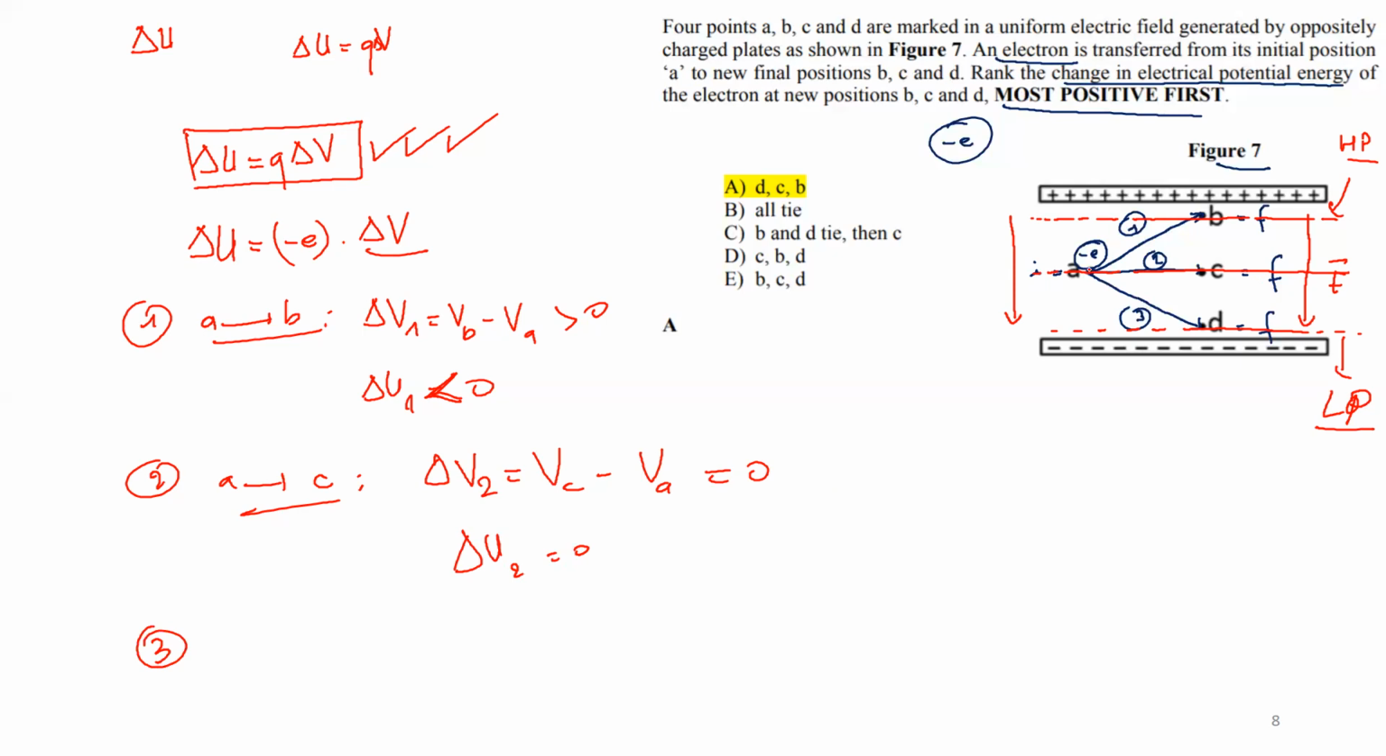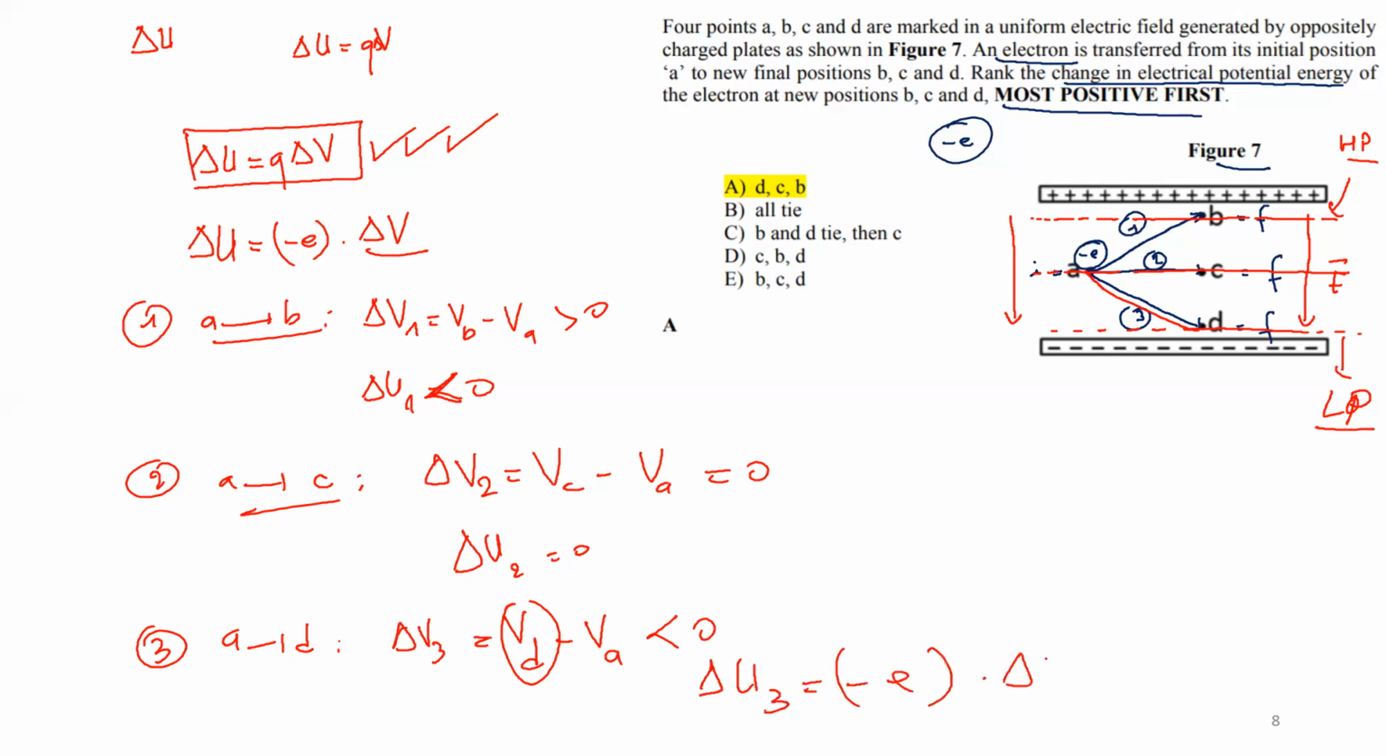What about the third path? I go now from A to D. What is delta V3, which is VD minus VA? It will be negative, because VD is at a lower potential than VA. So my delta U3, which is minus E multiplied by delta V3, is positive. So most positive will be 3, then 0, which is C, then the most negative will be, of course, B.